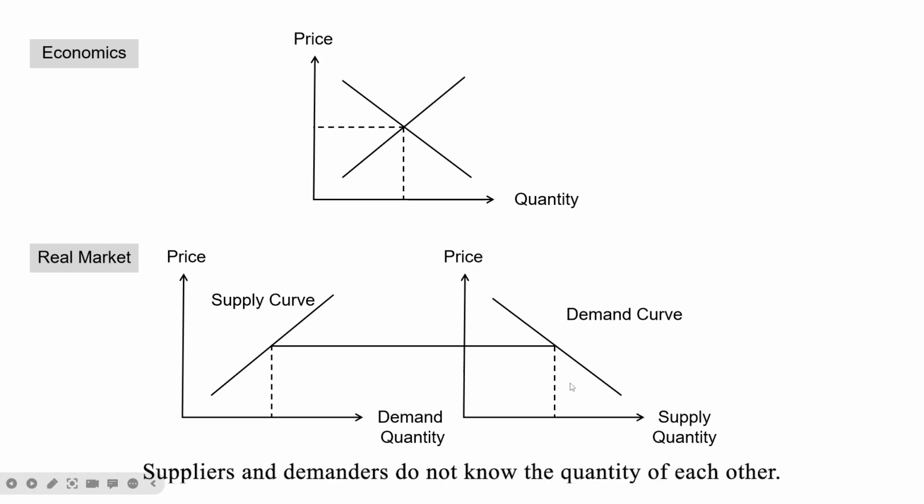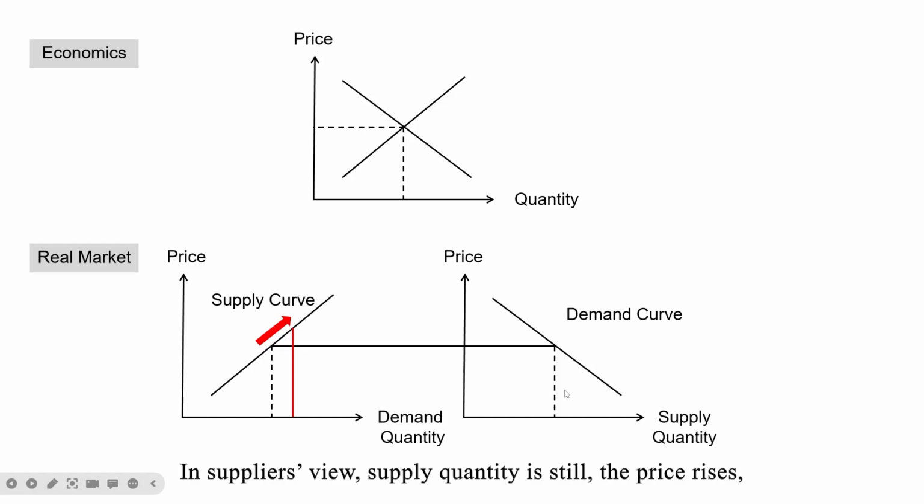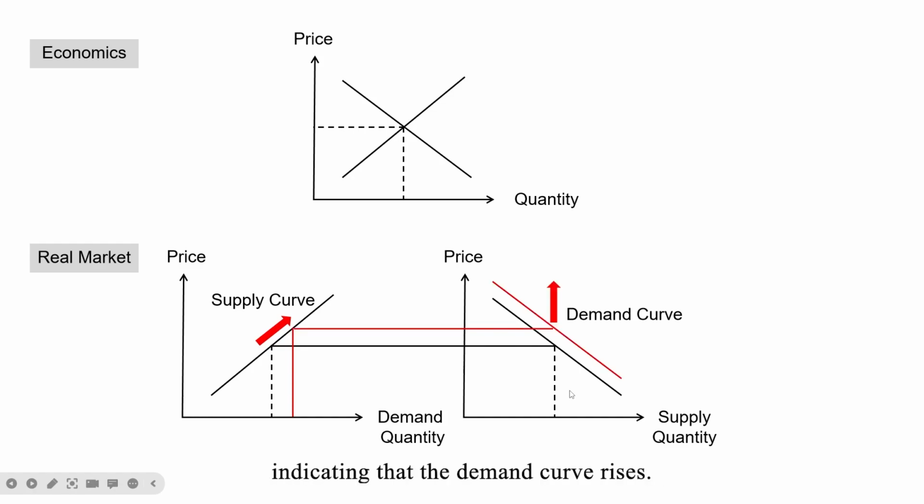Supply quantity and demand quantity are private information. Suppliers and demanders do not know the quantity of each other. Price is public information. Both sides build the market through price. For instance, as demand quantity increases, market price rises along the supply curve, but the supply quantity cannot increase at the same time because it takes time to produce goods. In suppliers' view, supply quantity is still. The price rises, indicating that the demand curve rises. The suppliers have more profit, so they expand production.